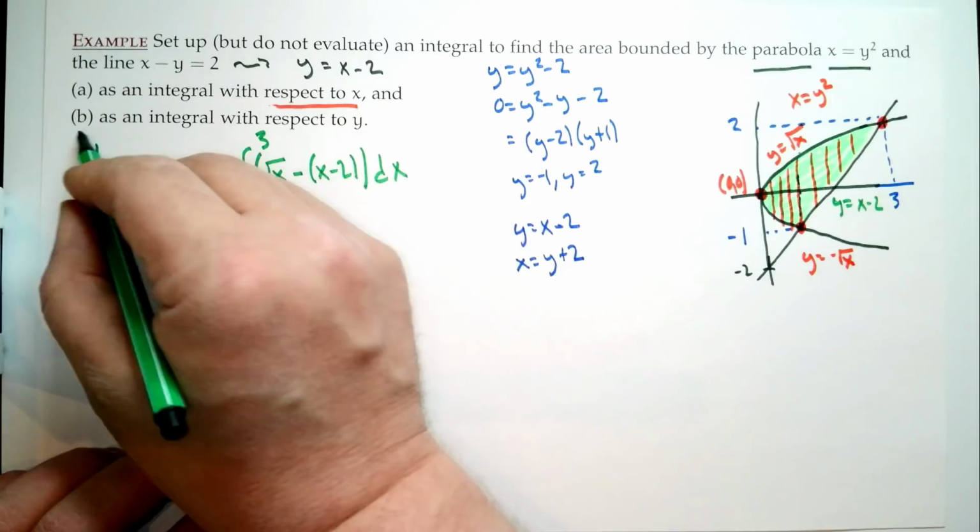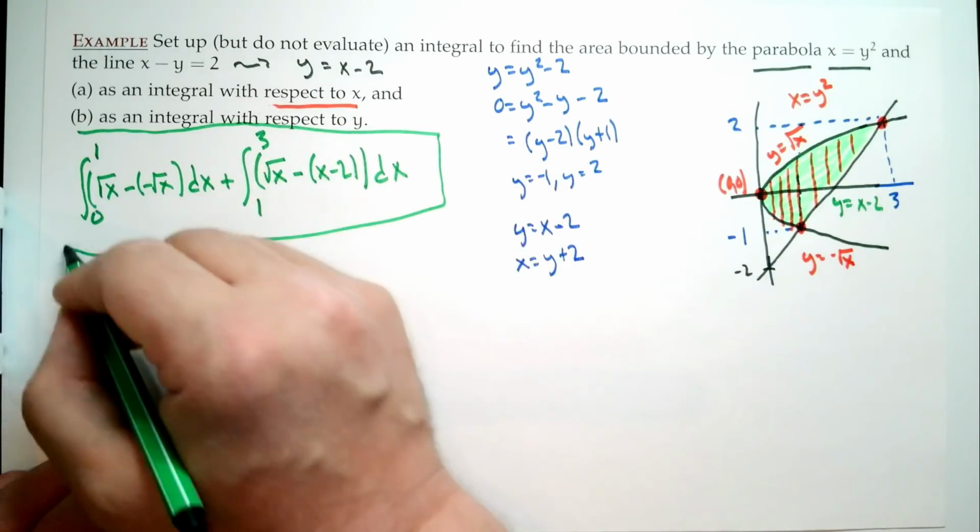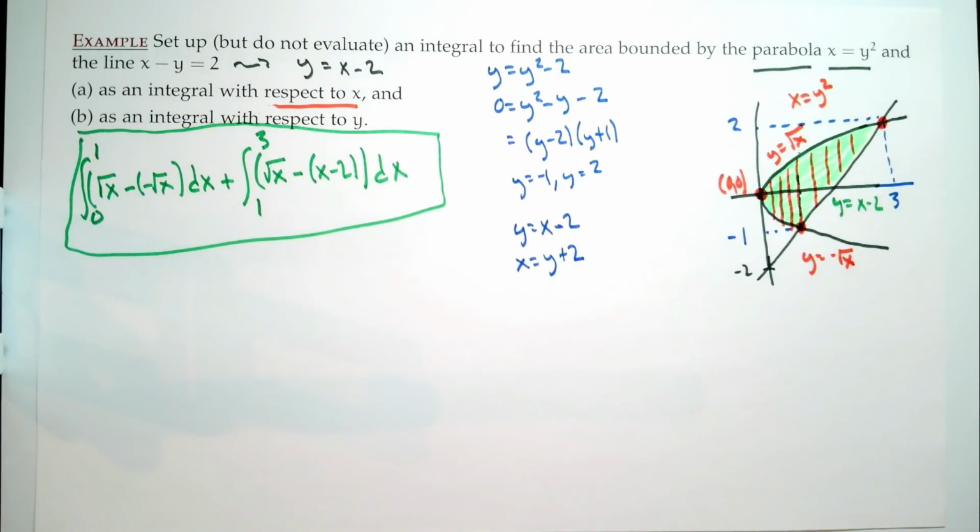And that's part A. Now there's a part B, which says, do this as an integral with respect to y. So I don't need to change the picture. It's the same picture. We're finding the same area. We're just changing how we integrate.